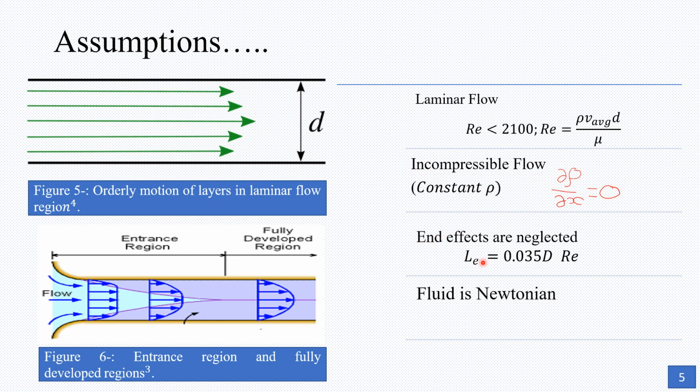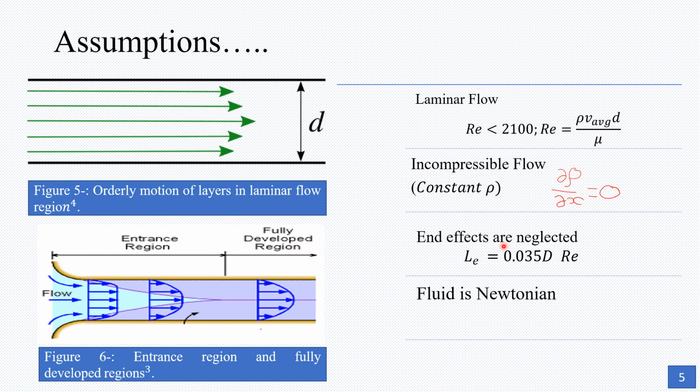Next one is the end effects. End effects are related to the entrance length. So what is entrance length? It is the length needed to build up the fully developed flow inside the pipe or any geometry. It is defined as the entrance length, as shown in figure 6. This region is known as the entrance region, and the next region is the fully developed region. We are considering only the fully developed region.